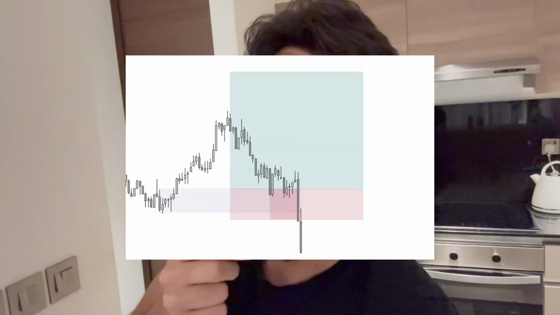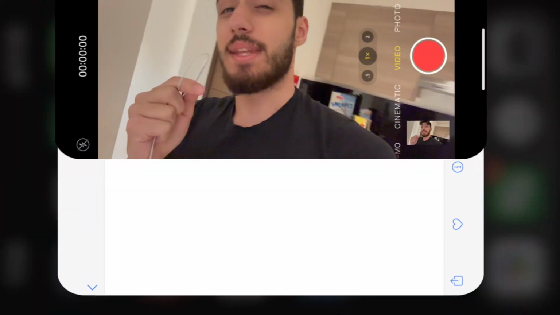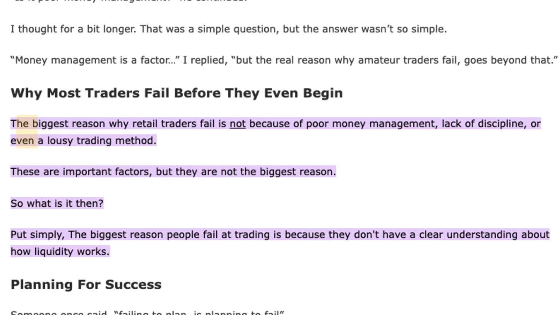Then you realize you were on the wrong side of the market and there is no way back. That's because you don't have a clear understanding about liquidity and a mechanical strategy to place it in the market. According to studies, one of the important reasons that 90% of traders fail is not because of poor money management, lack of discipline, or even a lousy trading method. The biggest reason people fail at trading is because they don't have a clear understanding about how liquidity works.